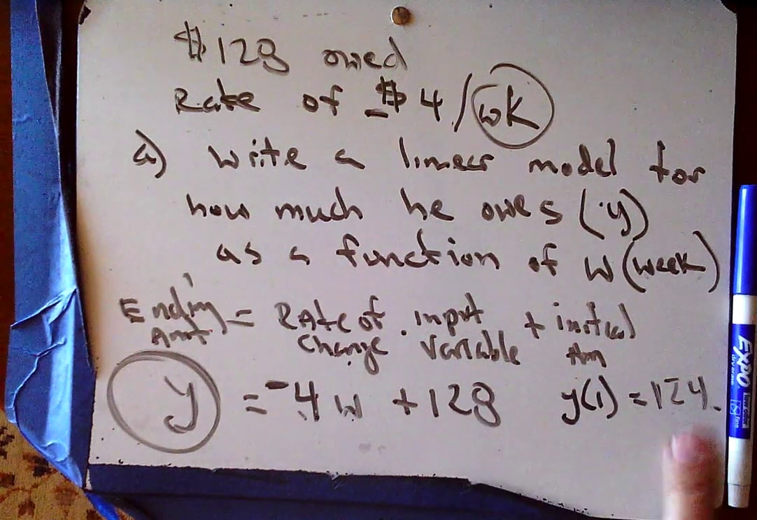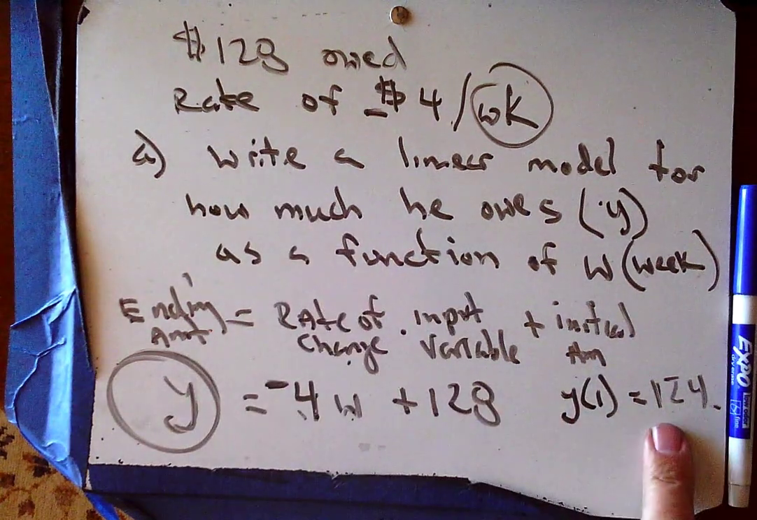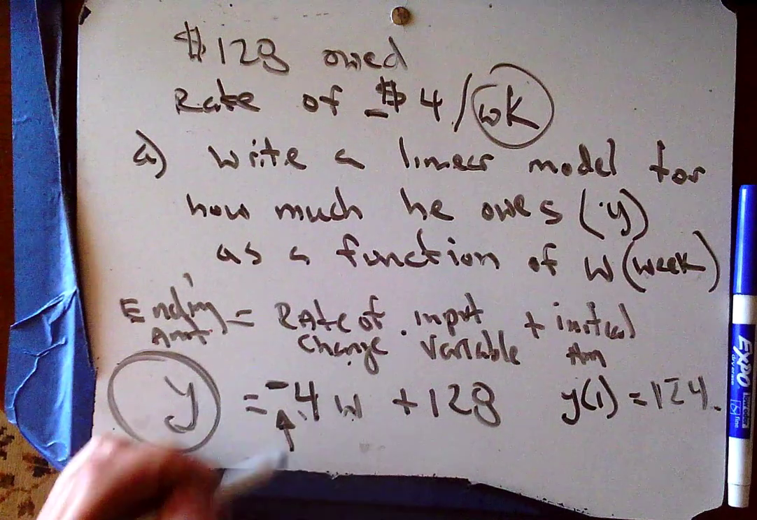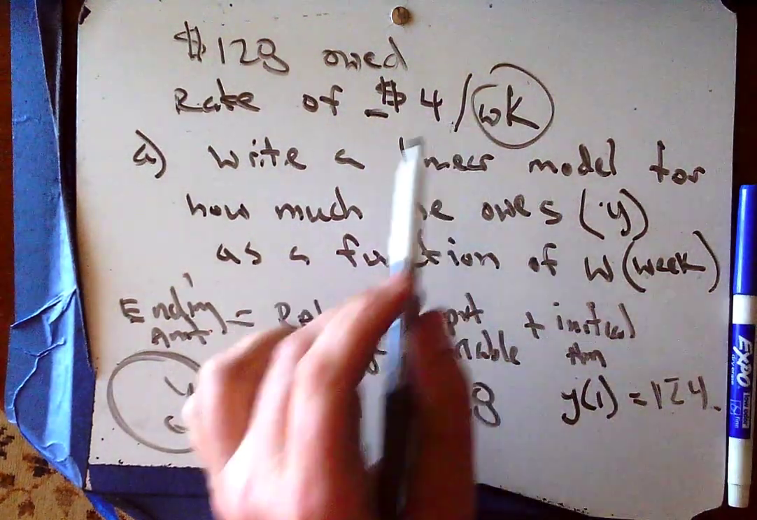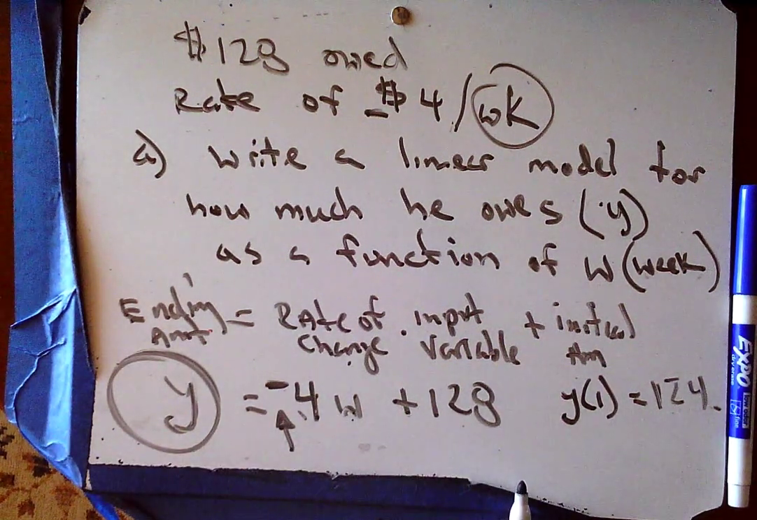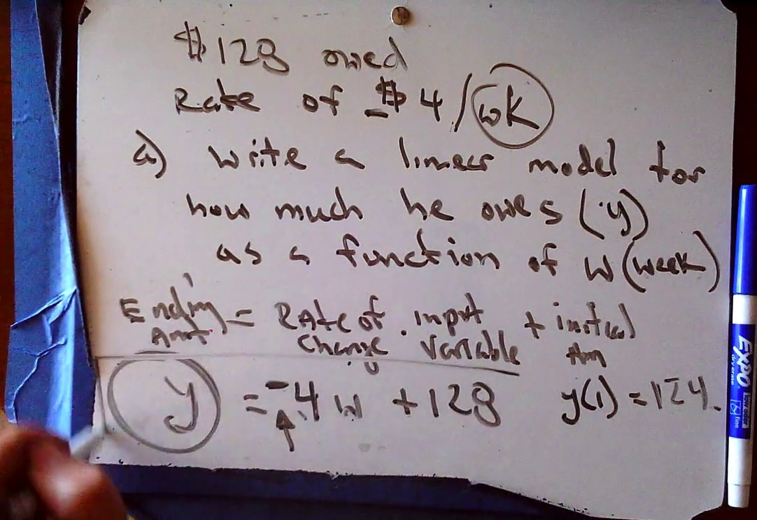After 1 week, he paid you $4. He owes you 4 fewer dollars. He doesn't owe you 128 anymore. He owes you 124. So I need to think when I do these problems. Okay? I can't just put down that 4 as the rate of change times the input variable plus the initial amount, because I might not get what I'm looking for. Okay? So this is part A.